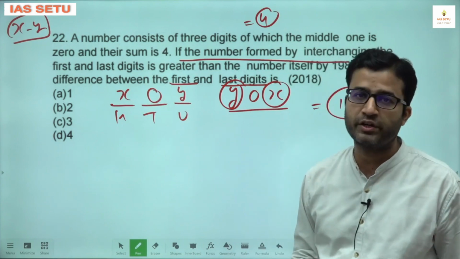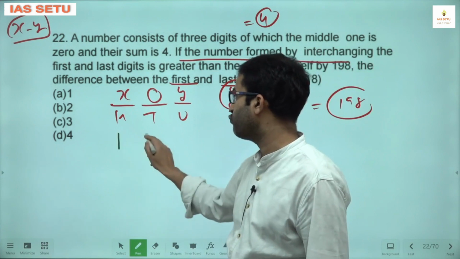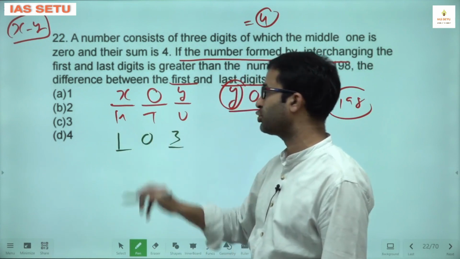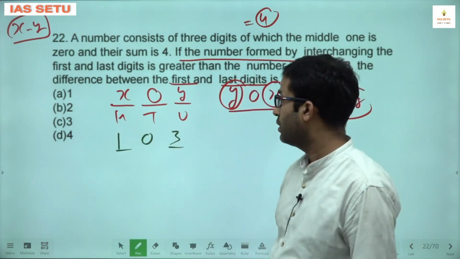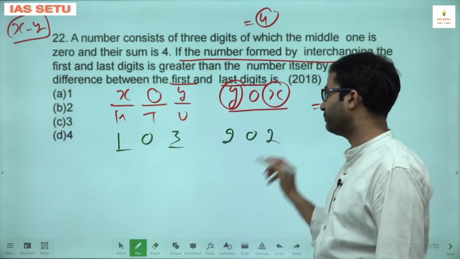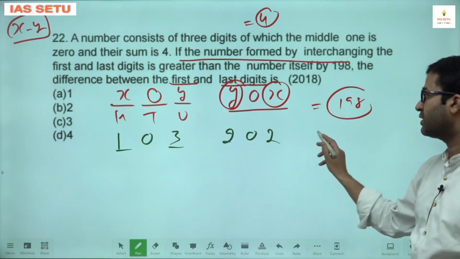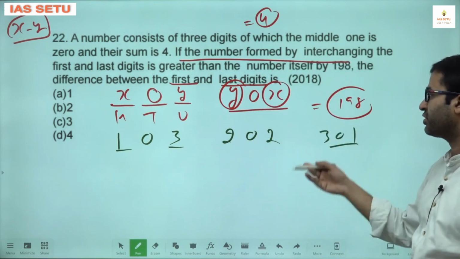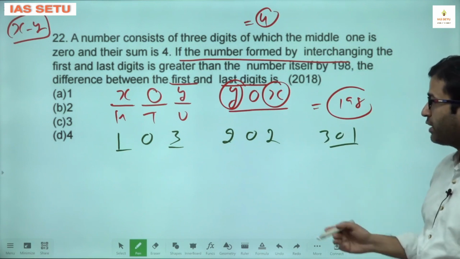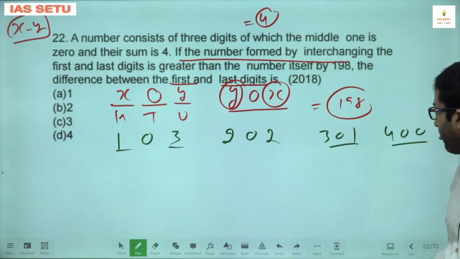You cannot put x as 2.5. See here, what are the possible numbers we have? It is 103. If it is 1, it has to be 3. The next number can be 202, because the middle has to be 0. Other is 301, 103 and 301 are the same. One more, 400 or 004.